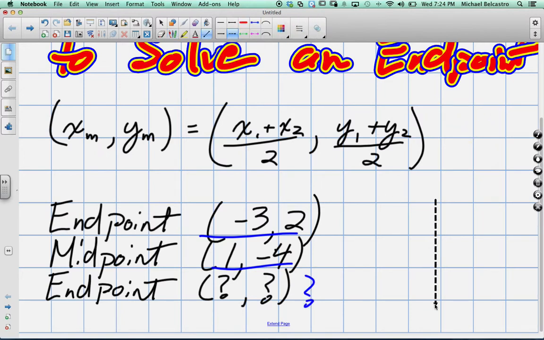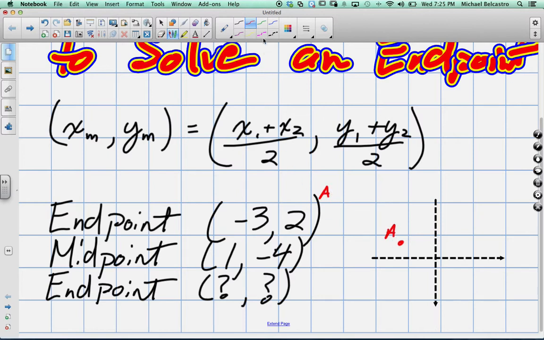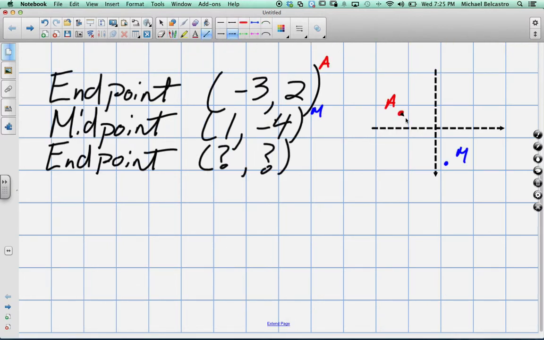So we're going to roughly sketch this on a graph, just to start, so we have a general idea where we should end up. The first point, the x value is -3 and 2, so we'll call that point A for argument's sake. The midpoint, I'm going to call that M, is at 1 and -4. So if that's the midpoint, just using some estimating and logic, the other endpoint, we'll call him B in this case, is probably here, but how do we get there?